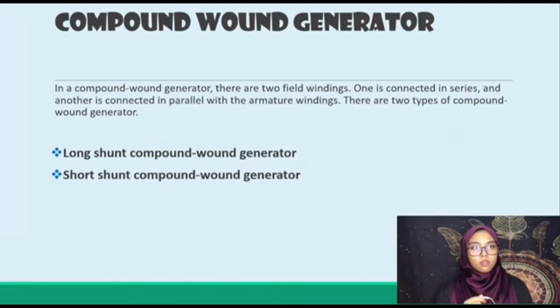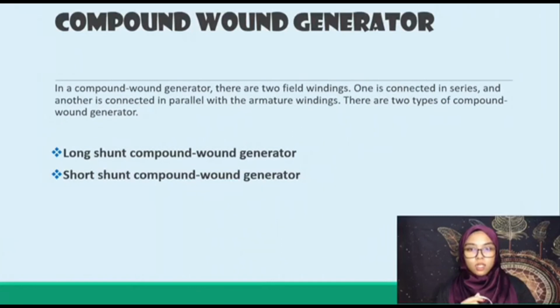Compound wound generator. In a compound wound generator, there are two sets of field winding on each pole. One of them is connected in series, having few turns of thick wire, and the other is connected in parallel, having many turns of fine wire, with the armature windings. In other words, the generator which has both shunt and series fields is called a compound wound generator. If the magnetic flux produced by the series winding exceeds the flux produced by the shunt winding, then the machine is said to be cumulatively compounded. If the series field flux opposes the shunt field flux, then the machine is called differentially compounded.